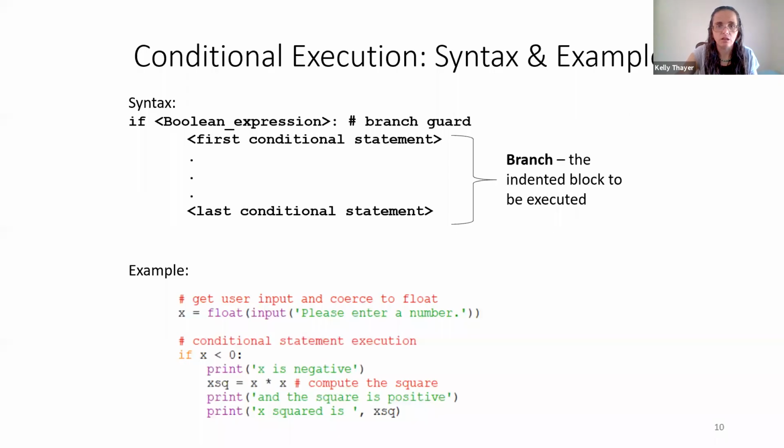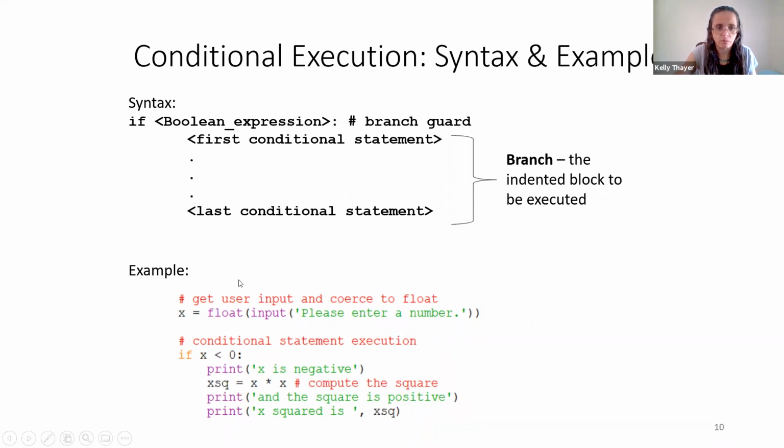So let's take a look at some syntax and an example. Here we have if, and now we're going to have some kind of Boolean expression and a colon. So this is the syntax. You have to include the colon. Now you notice that this is indented, and again, the indentation is part of the syntax here, so it's important that you do that. Then you can have a variety of statements inside of this if block. This is called the branch, which is indented, and this will be executed if this if statement evaluates to true.